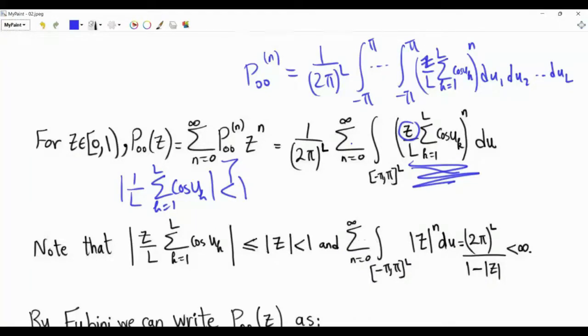Now, can we do the summation and integration? If we apply the infinite sum and integral to this magnitude of z, which is an upper bound on what we have here, then the integral will give us 2 pi to the power L, and the sum will give us 1 over 1 minus the magnitude of z. We have a convergent geometric series, and this is a finite number. So by Fubini, we are allowed to interchange the order of integration and summation. What we will do is that we will take the summation inside.